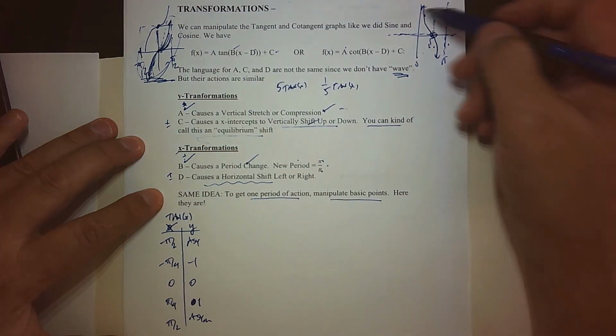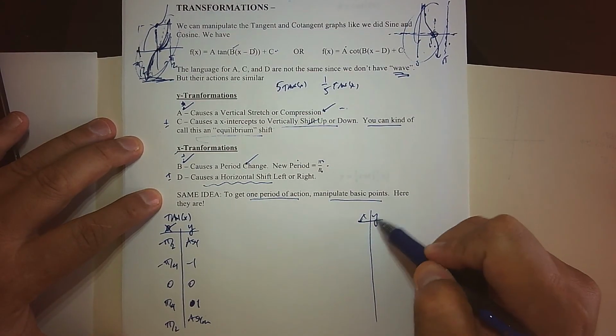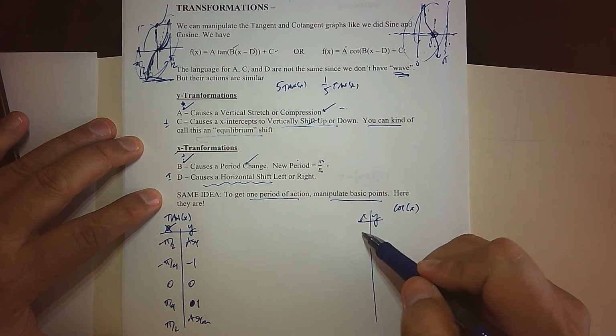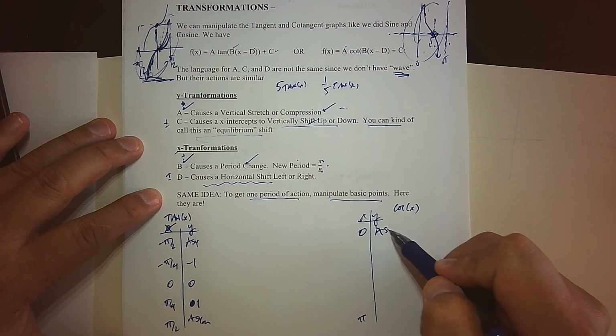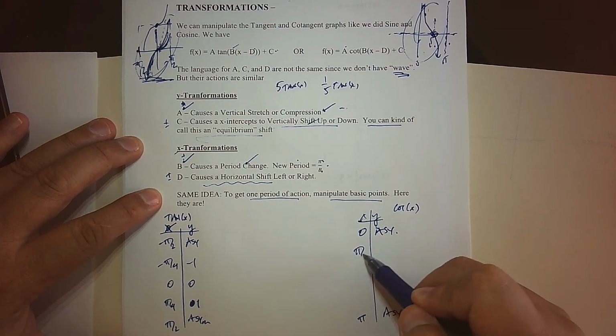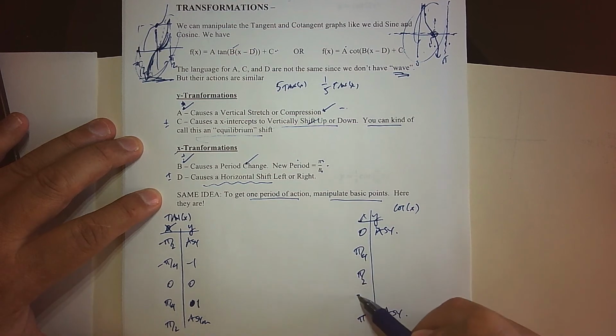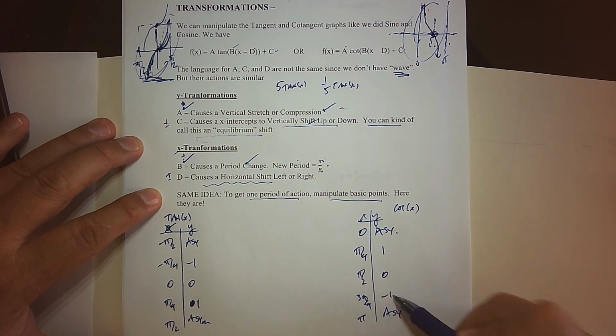For a cotangent graph, the core points for cotangent of x, we start at 0 and go to pi. That's where the asymptotic behavior is going to be. And then we broke it up into pi over 4, pi over 2, and 3 pi over 4. We were 1, 0, and negative 1 respectively.